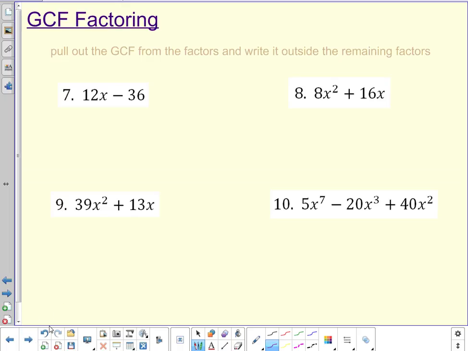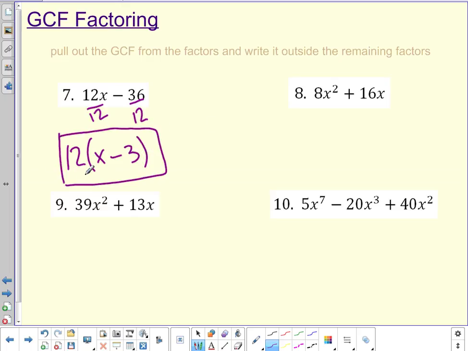Pulling out the GCF, GCF stands for greatest common factor. So we just want to look for what's the greatest common factor between all terms in the expression. Well, from 12x and 36, I can take out a 12. That means 12 is my GCF. So if I pull out the GCF out front, 12x divided by 12 is just x, 36 divided by 12 is just 3, and that is my factored form.